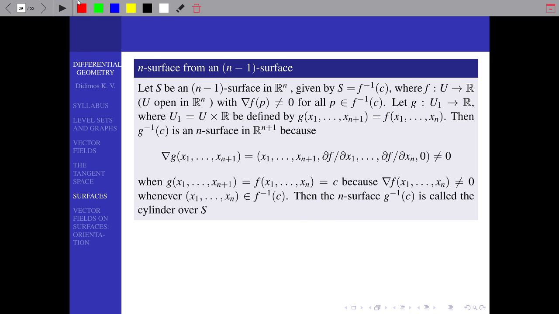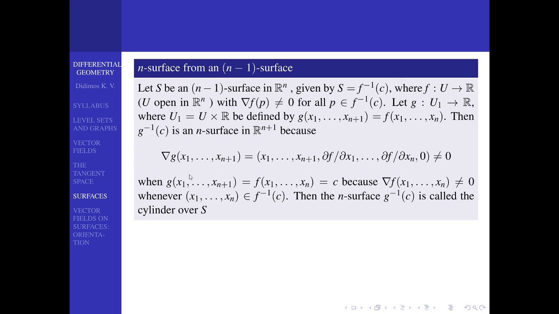Hi all, today we continue discussing chapter 4. Now we have another example of a surface. This surface is generated from an n minus 1 surface. So first we start with a surface as an n minus 1 surface in Rn given by S equal to f inverse of c, where f from U to R, U an open subset of Rn, with del f(p) not equal to 0. This is the requirement of the surface.